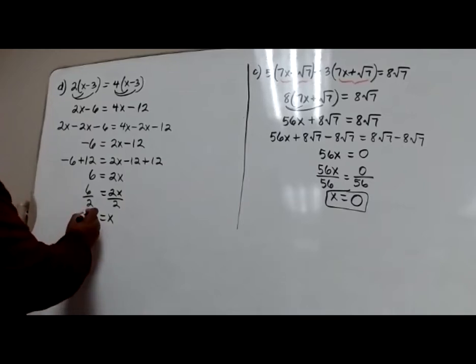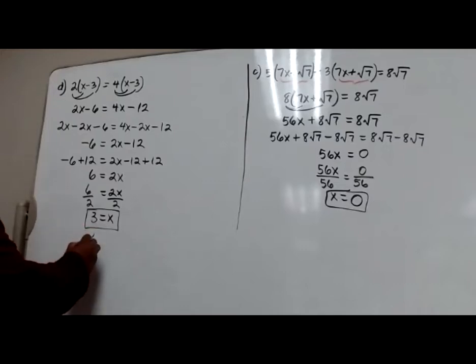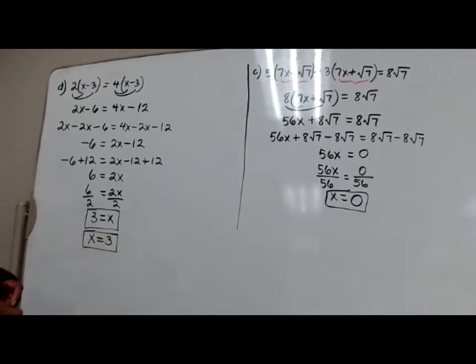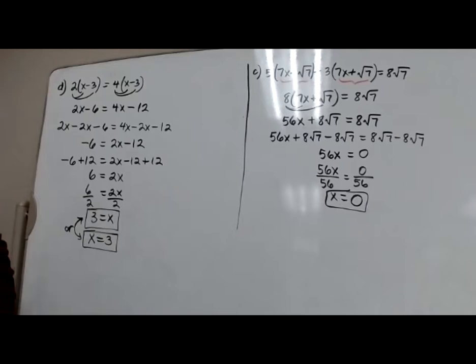And it's okay to write it like this: 3 is equal to x, because it is the same as saying x is equal to 3, according to the reflexive property of equality. 3 equals x is the same as x equals 3. Questions on part D?